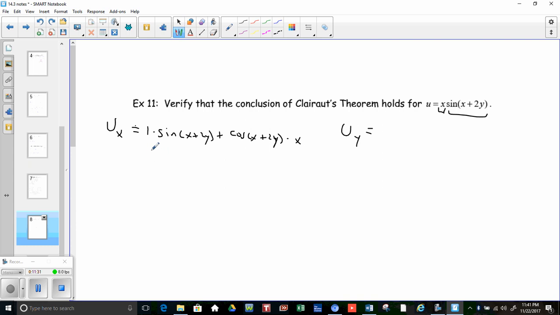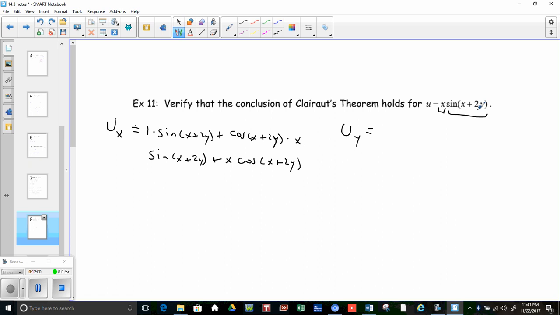So let's clean that up a little bit. That is sine x plus 2y plus x cosine x plus 2y. This over here should be a 2y. Let's fix that. 2y there.